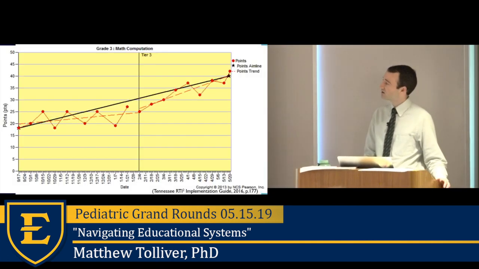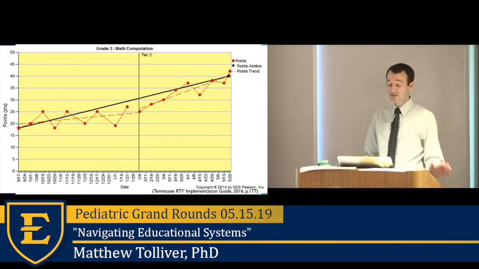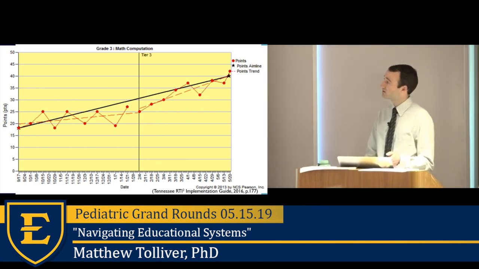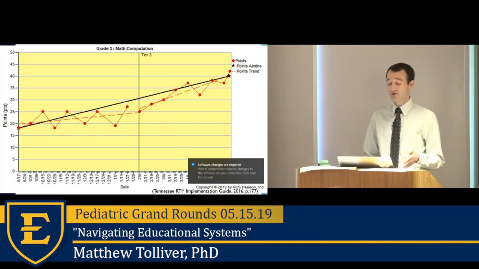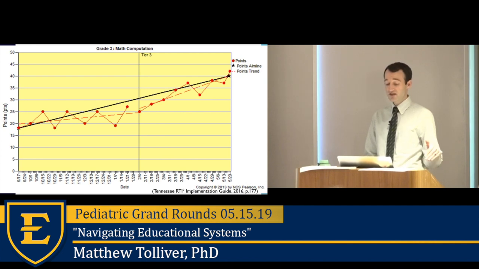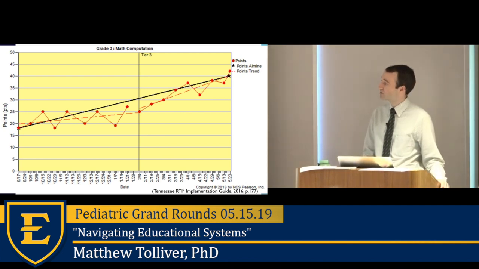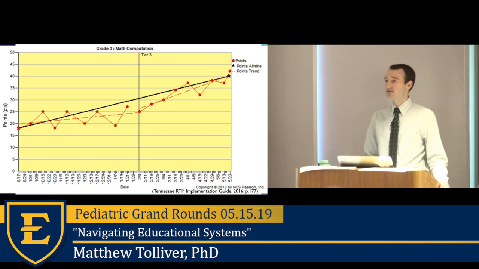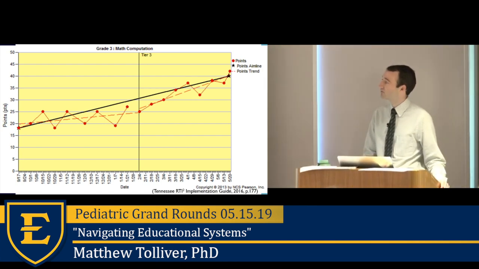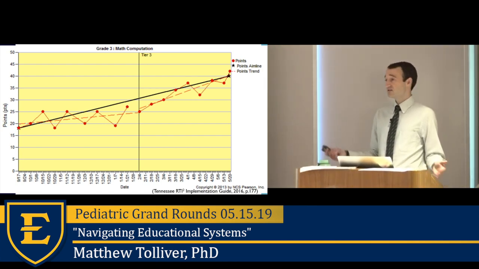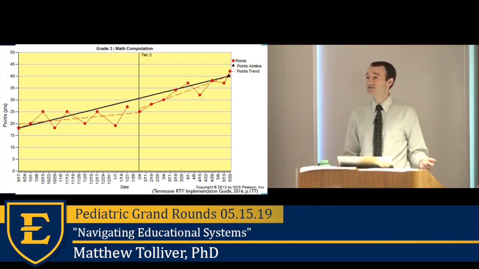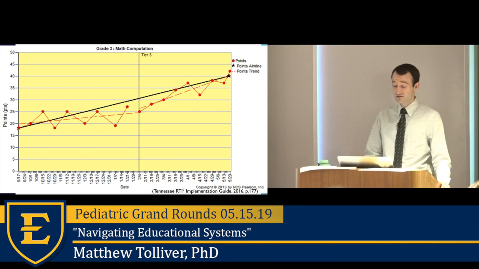So this is another child that was in tier two, and the vertical line shows when they were in tier three. This is a kid who needed to go to tier three to be able to make that progress, right? You can see the gap was widening between the red and the black line until they changed tiers, and now it's getting better. So I think this is pretty cool, actually, that schools are using data to make some of these decisions and tracking kids' progress over time.